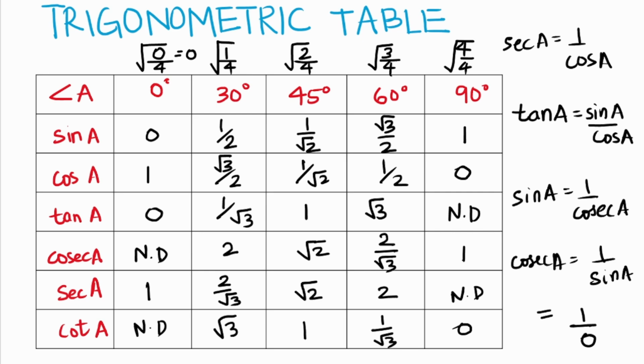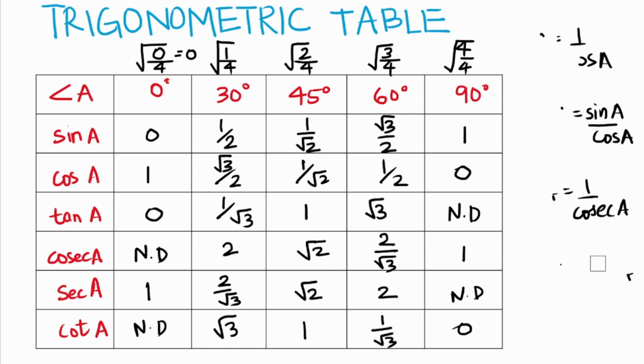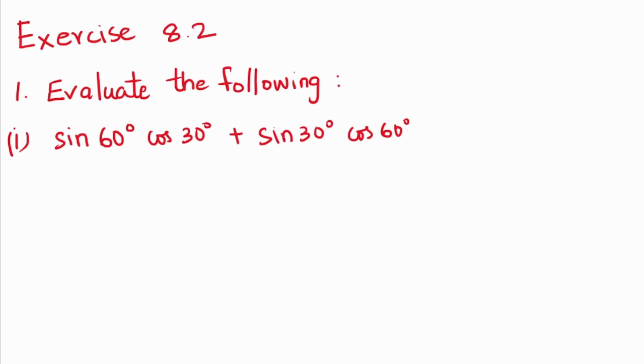So this is the table. We just filled the table right now, and isn't it easy to learn? You just have to know the values of sine 0, 30, 45, 60 and 90. Then the rest of the table you can fill. Isn't it easy? Now let us move on to the exercise, okay? So exercise 8.2.